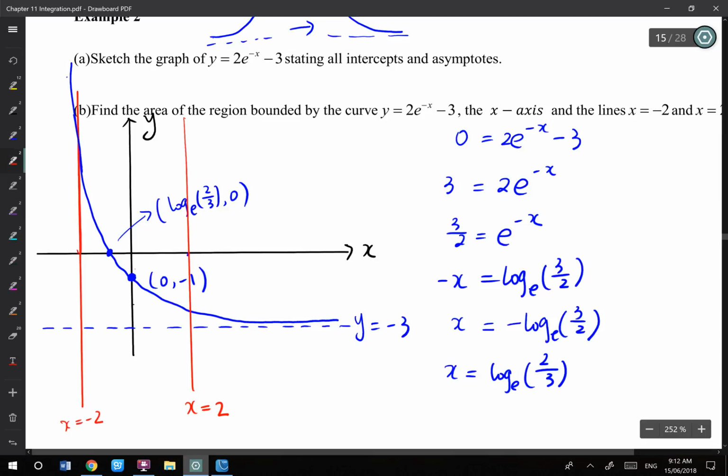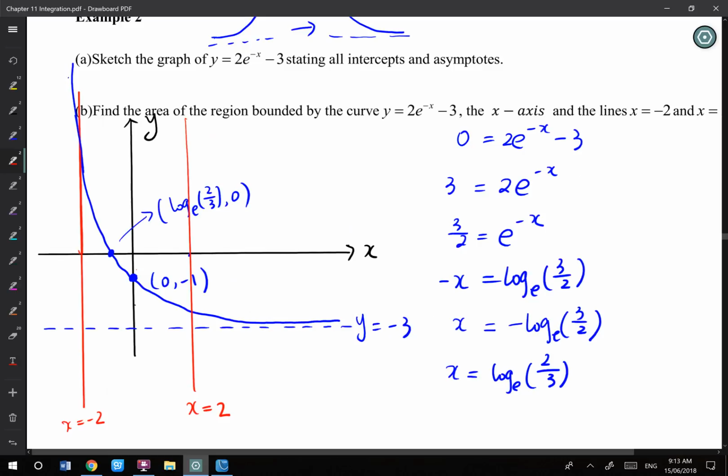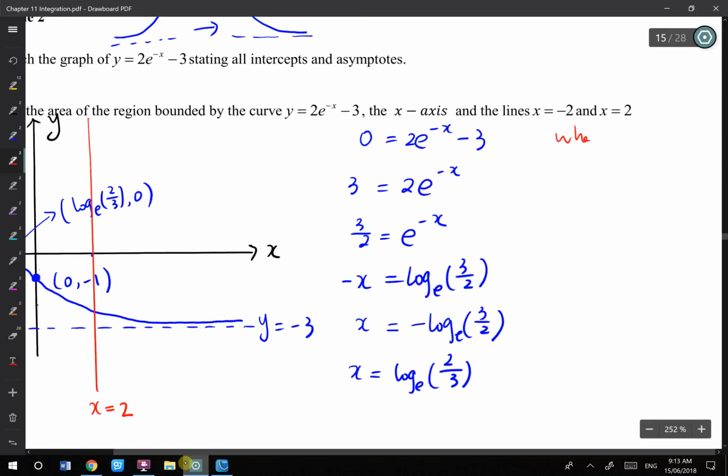How can I know whether it's on the left-hand side or the right-hand side of the x-intercept? So where is this -2? Well, I don't know the size of log_e(2/3). It can be -2, it can be -3, it can be negative point something. So how can I decide where -2 is? One way to think about this is I can sub x equals -2 into the function.